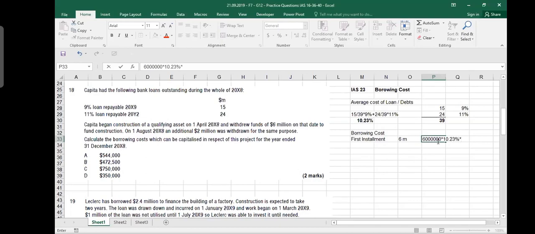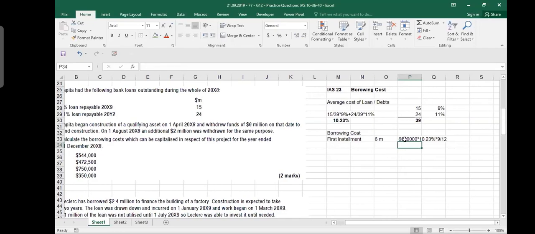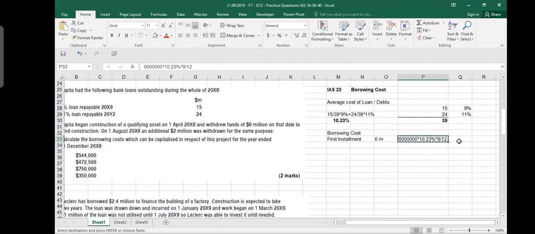And how many months? You are preparing your financial statements on 31st of December, and you are taking out on 1st of April. So from April to December, how many months do we have? 9. So 9 divided by 12 I do. So which means that I put equals sign. So this is 460,000. Then I make a second installment also. And second installment is about 2 million.